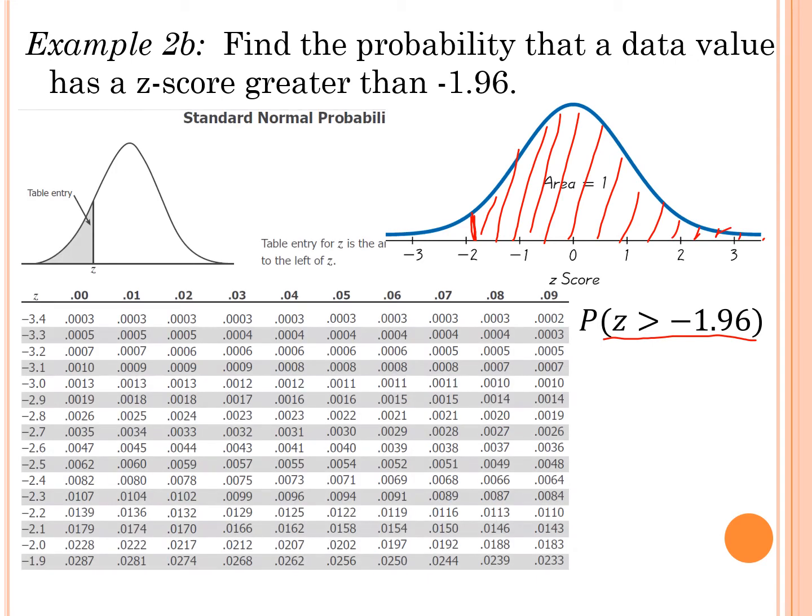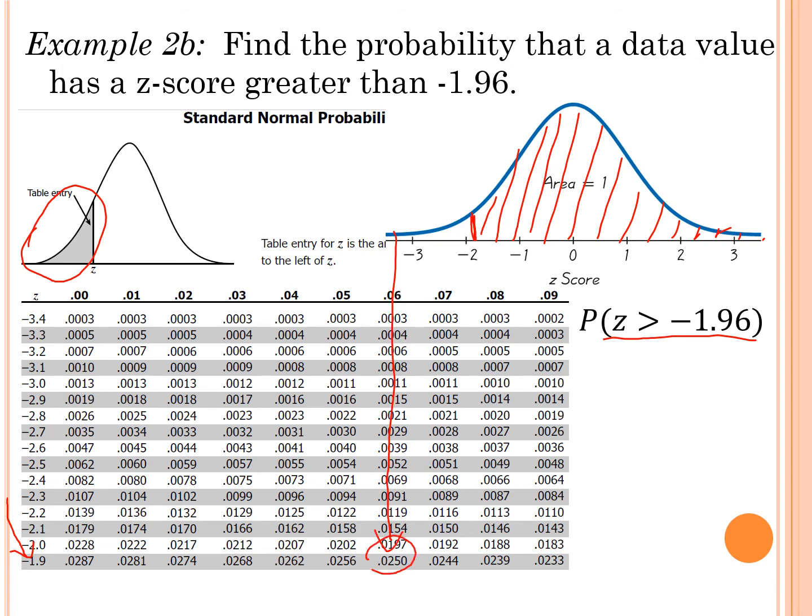All right, now this is going to have an extra step because anytime we look at this table, it's always telling us what's the area to the left of that z-score. So we're going to look up negative 1.96. We're in the bottom row of this table here. Okay, we're going to go over to where it intersects with that 0.06. So negative 1.96 is 0.0250. But what that's telling us is that the area to the left of this is 0.0250. Okay, so this section over here is 0.0250.